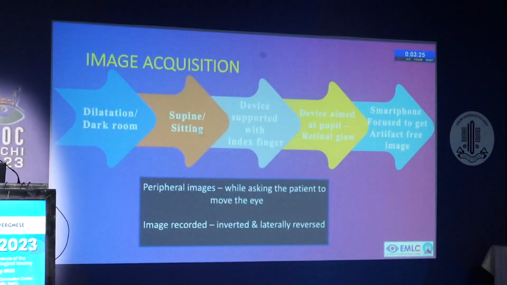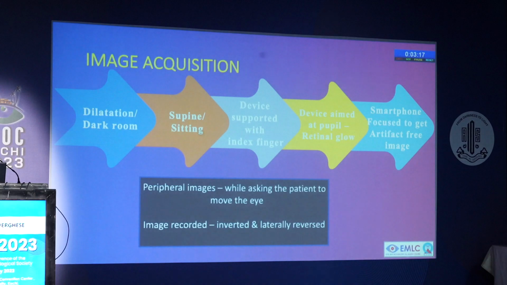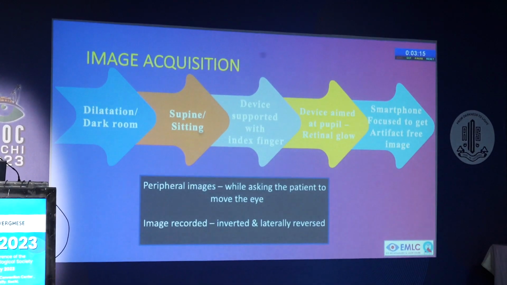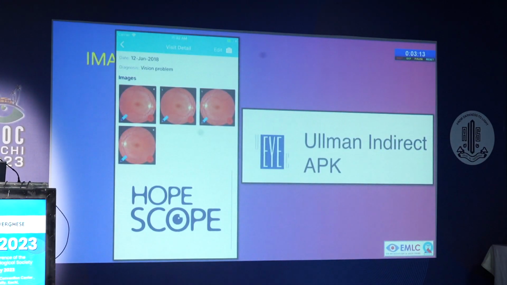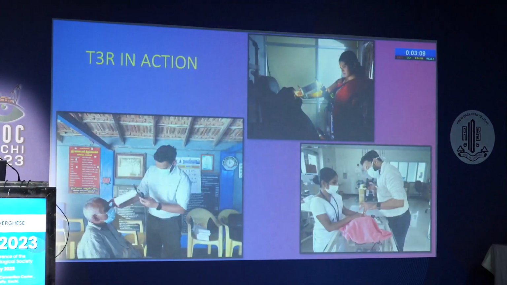The patient can be in supine or sitting position in a dark room. The smartphone camera is focused to obtain an artifact-free image. The recorded image is inverted and laterally reversed. Few camera apps are available to autofocus and obtain good images as well as store patient data.